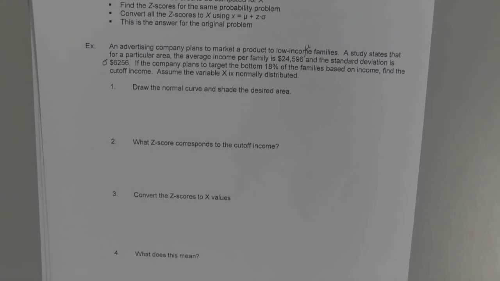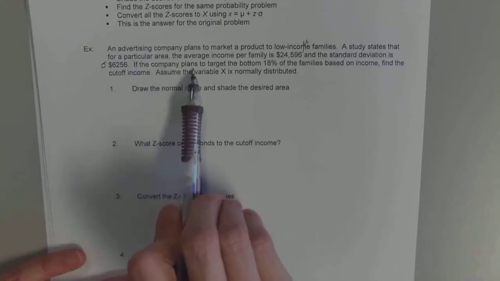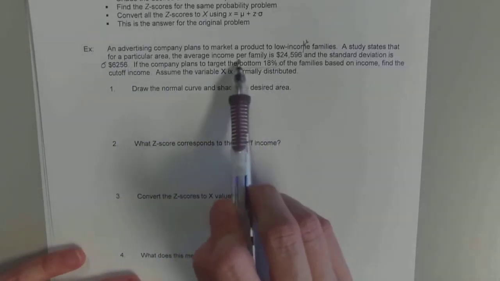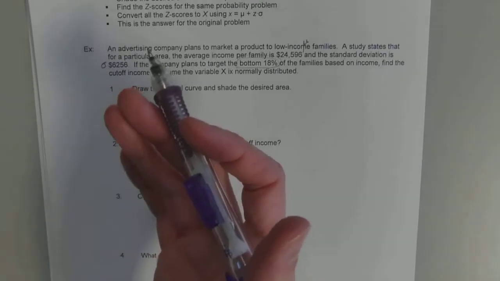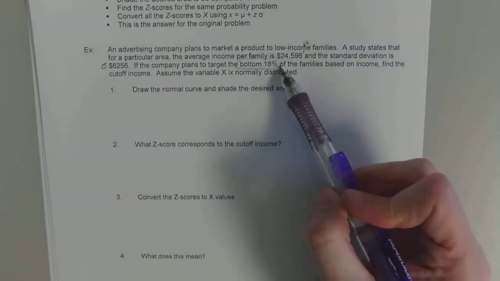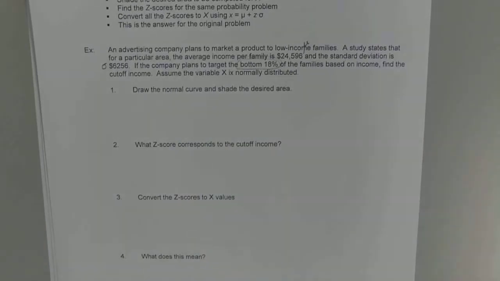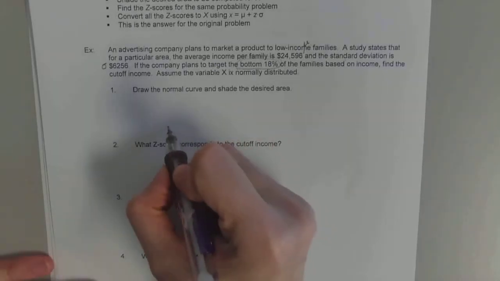So for the forward and backward problems, guys, you will always be given mu and sigma, okay? So that gets kind of tricky because you're like, how do I know which direction I'm going? If they say find the probability, that's when you do the forward direction and you need to find a z-score. But if they give you a percentage, they've given you a probability, and that's what's going to happen here. It says, if the company plans to target the bottom 18% of the families based on income, find the cutoff income. What that means is they're not asking you to find the probability, they're actually giving you the probability. They're giving you the bottom 18%. So what we have to realize is we're shading the bottom 18%, which represents an area that corresponds with the z-score. So let's see if we can make that happen.